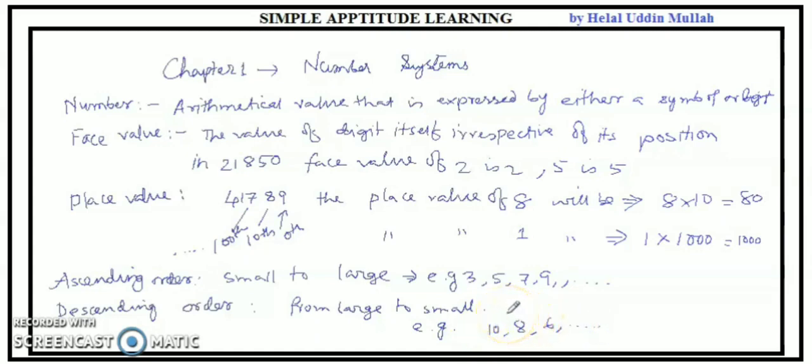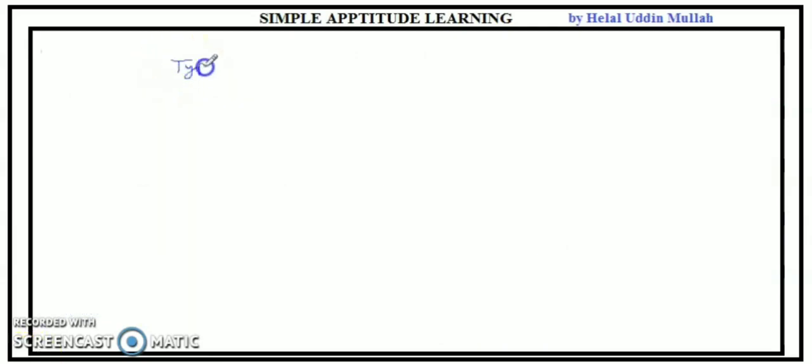So these are the few terms we have to know for the number system. If we want to solve a question based on number system, then we need to know these basic terms very well. Types of numbers.